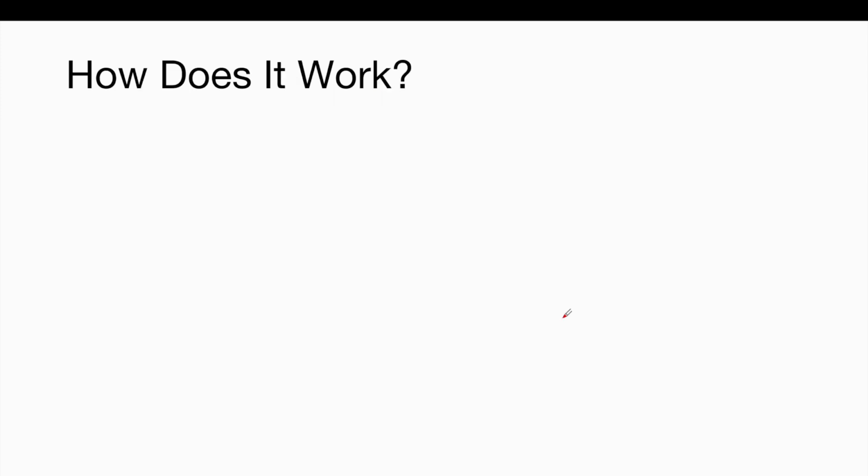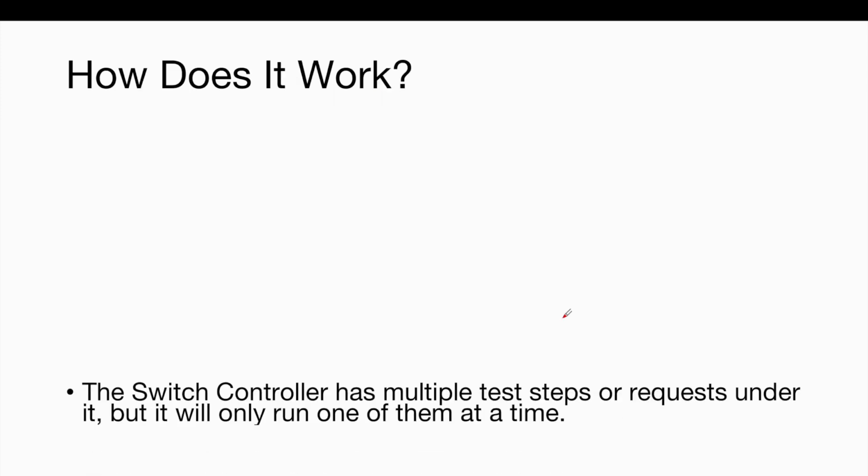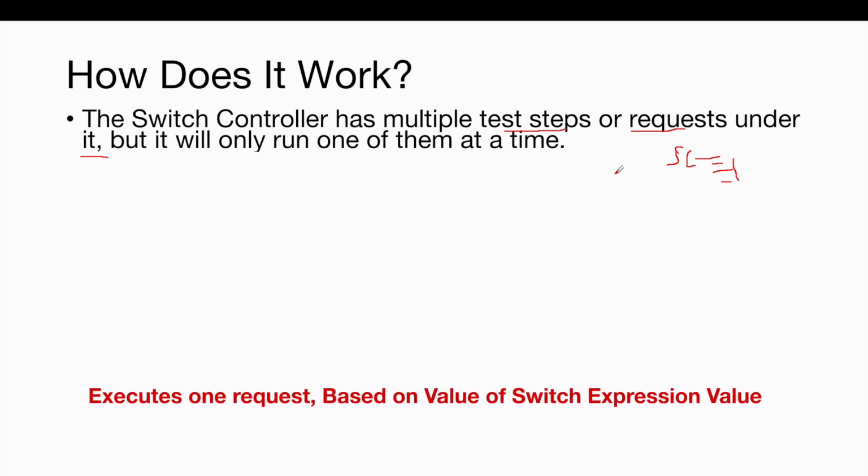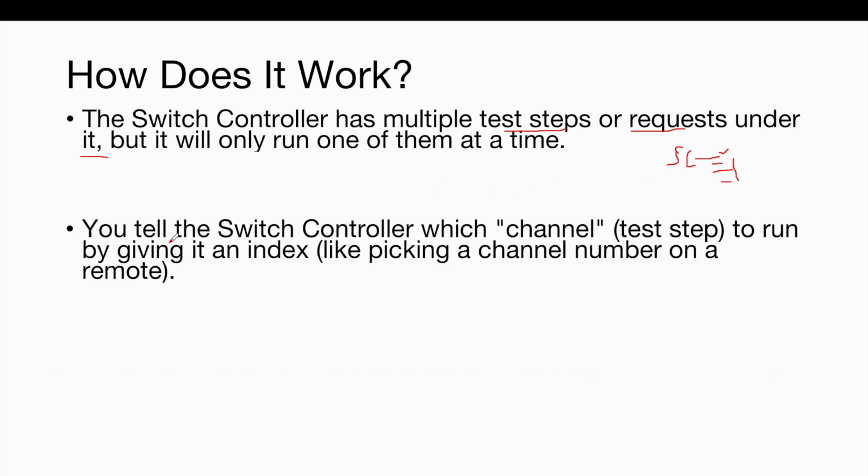Let us understand how the switch controller works. One switch controller will have multiple test steps under it. It will execute only one of the test steps based on the condition. You tell the switch controller which channel or test step to run by giving an index. Like picking a channel number on a remote, you need to provide an index number to the switch controller, and based on that it will execute the corresponding request.